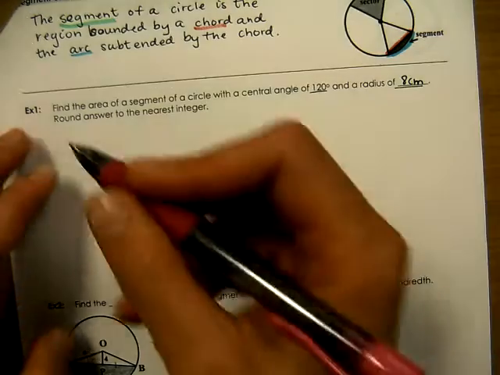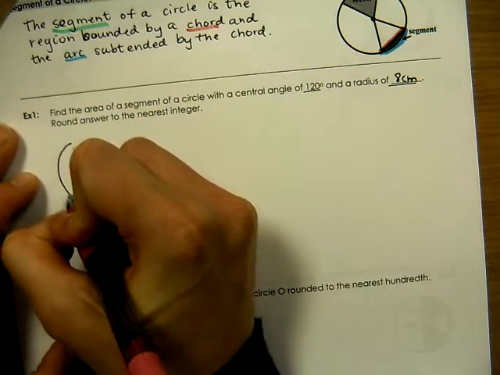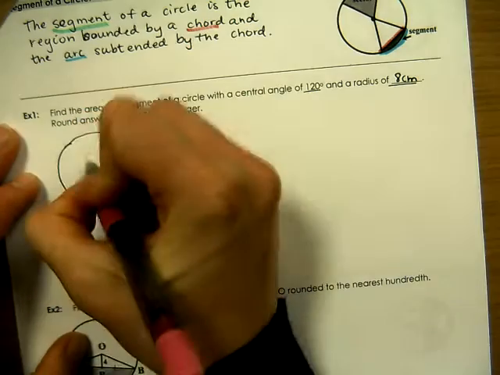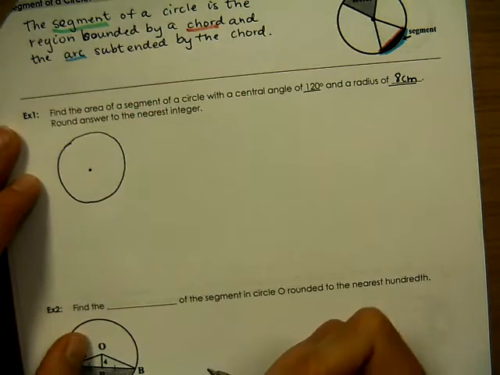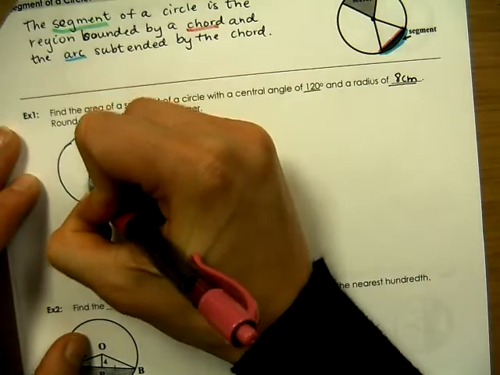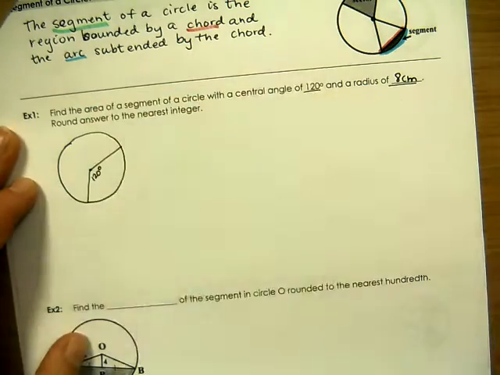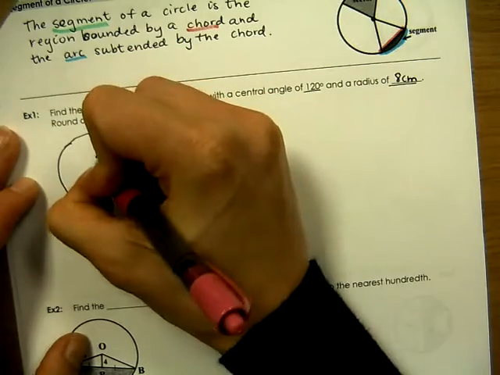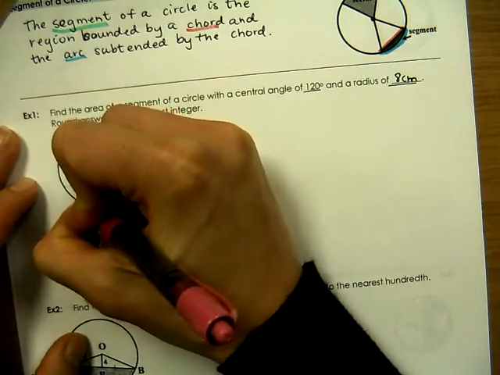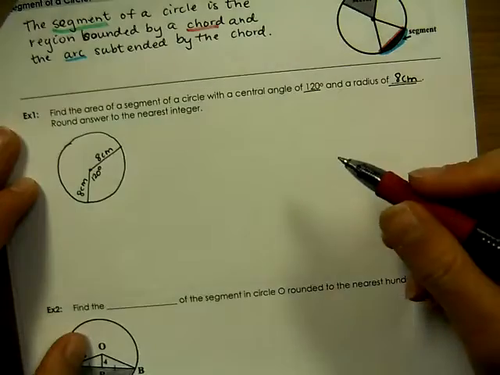All right, so if I'm drawing a circle, let's see how good of a circle I can draw. Okay, so we got our circle. And we have a central angle of 120, so I'll just draw that in. That looks like about 120 degrees. The radius is 8 centimeters, so I'll draw an 8 centimeters. That's 8 centimeters. But I want the segment.